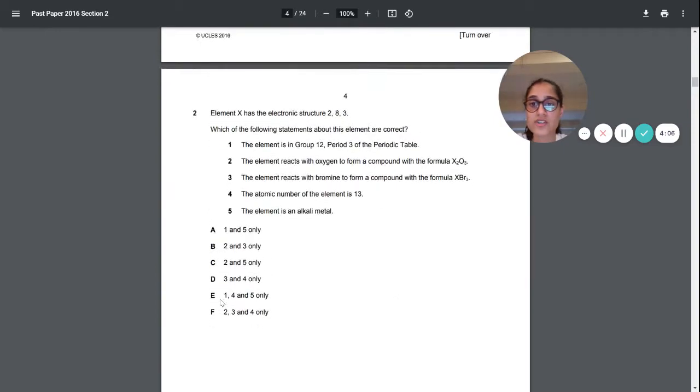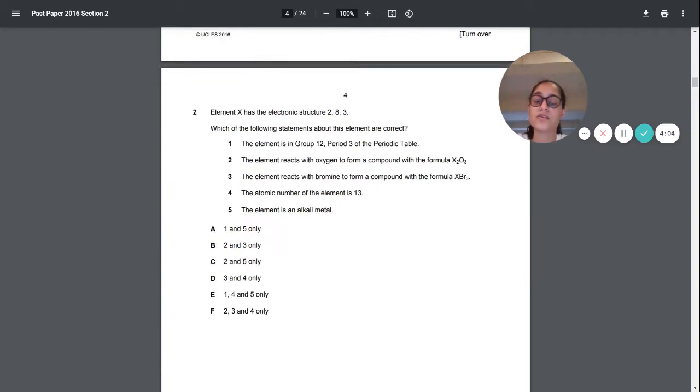Right? Question 2. Element X has the electronic structure 2, 8, 3. Which of the following statements about this element are correct? The element is in group 12, period 3 of the periodic table. That is wrong because it will belong to group 3 or group 13, which is determined by the number of valence electrons. The element reacts with oxygen to form a compound with the formula X2O3. This is correct. The element reacts with bromine to form a compound with the formula XBr3, yes, because the number of valence electrons is 3.